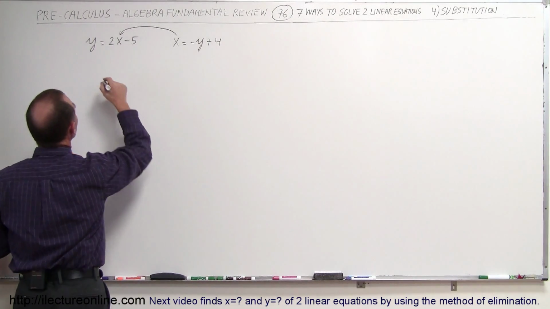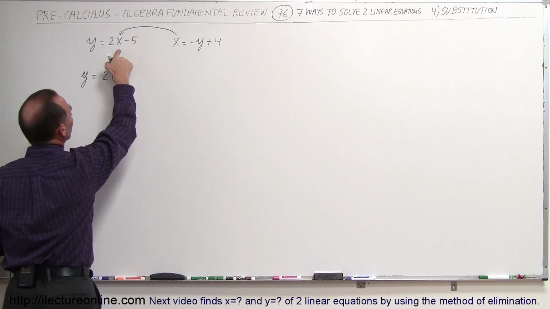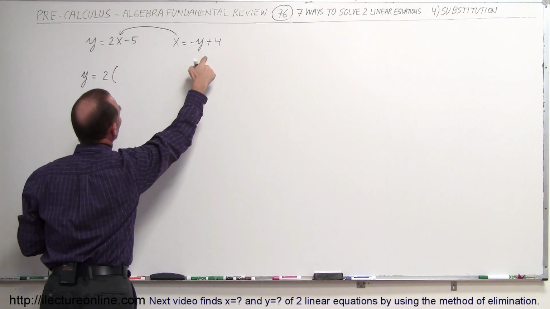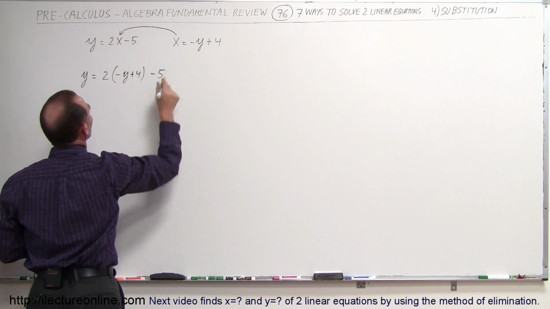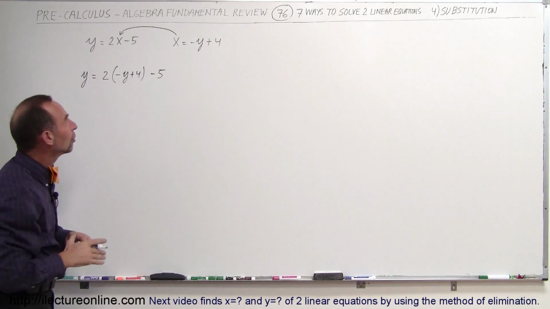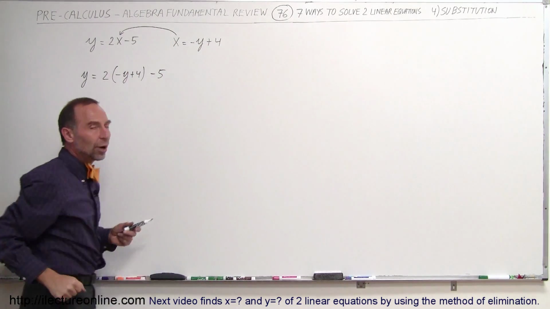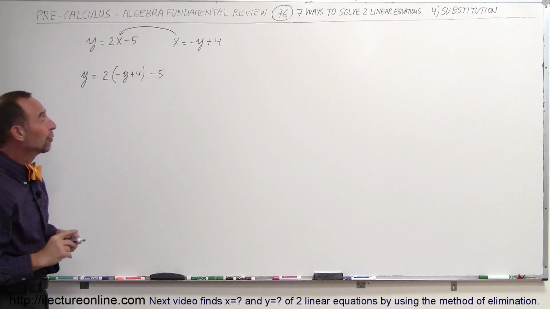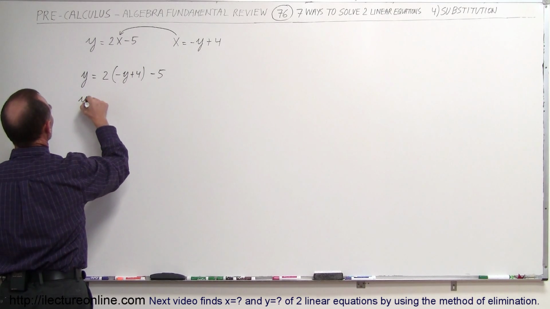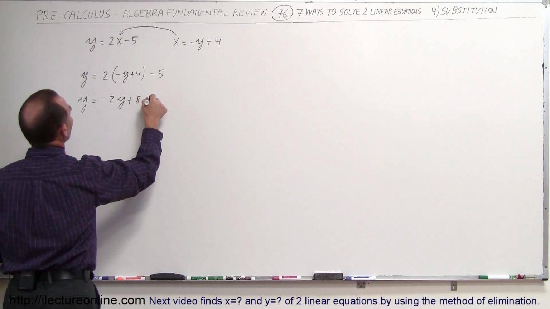So when we do that, we get y is equal to 2 times, instead of writing x, we're going to write what x is equal to in terms of y, minus y plus 4 minus 5. So that's what we did. We substituted for the value of x what x is equal to from the other equation. Now we only have one equation with one unknown. We solved the equation for y. All right, so there we get y is equal to minus 2y plus 8 minus 5.